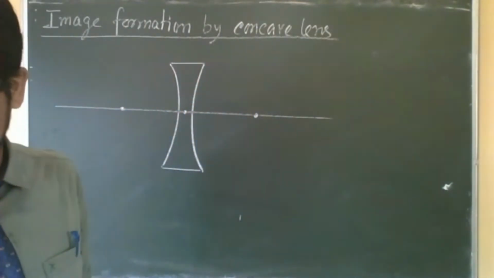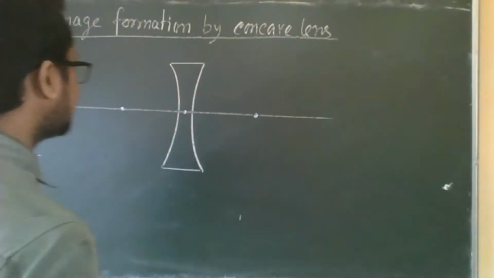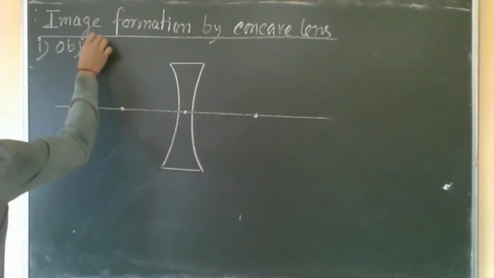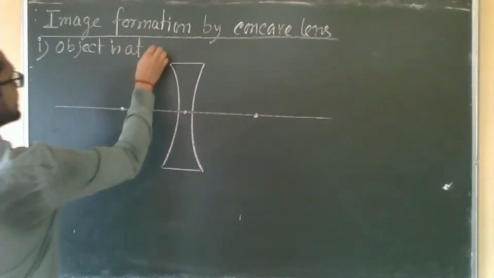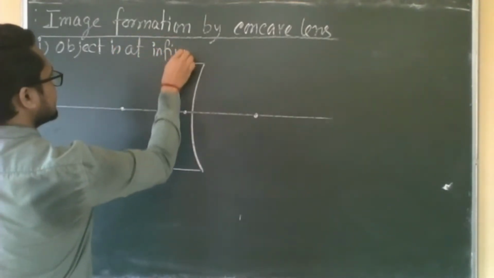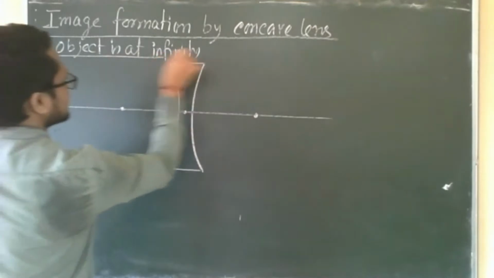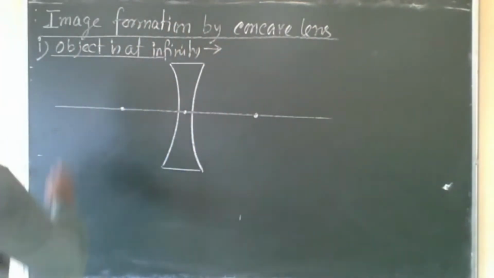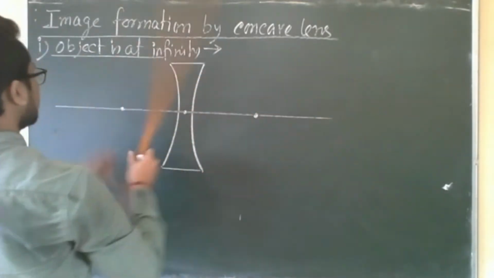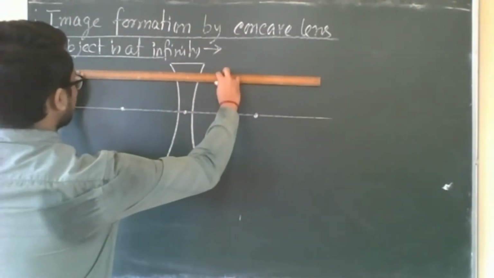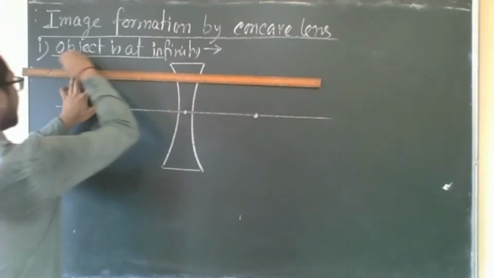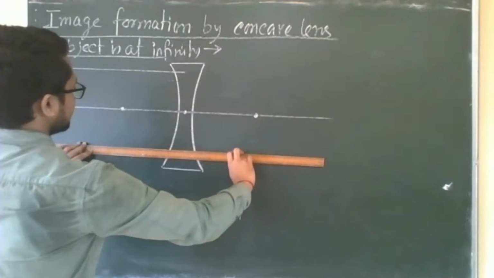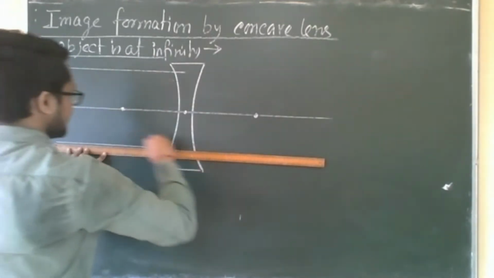Page number 116, the first case is when the object is at infinity. This kind of lens is used for getting the rays diverged. So when the object is at infinity, that means rays are coming from infinity. First I am taking this ray diagram where the rays are coming from infinity and parallel to the principal axis also.